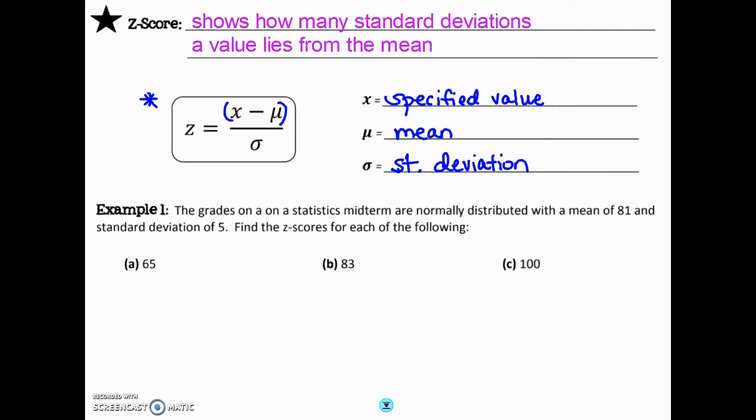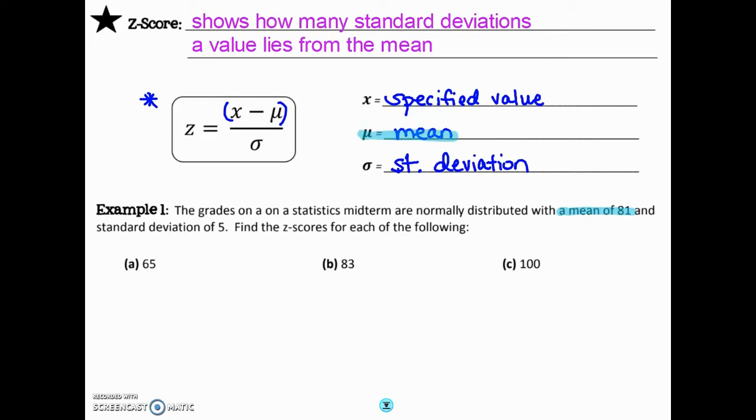Okay, let's go ahead and try example 1. The grades on a statistics midterm are normally distributed with a mean of 81 and a standard deviation of 5. We want to find the z-scores for each of the following. Well, right away, let's color code and label what we were given. We were given the mean was 81. So on my statistics test, the average for the class was 81. That's pretty good.